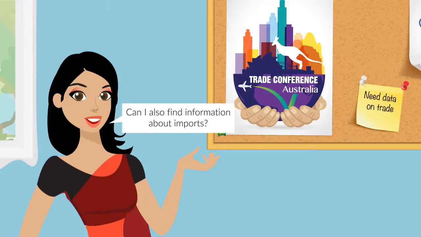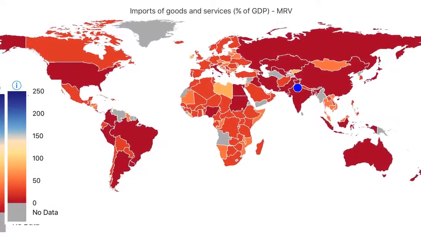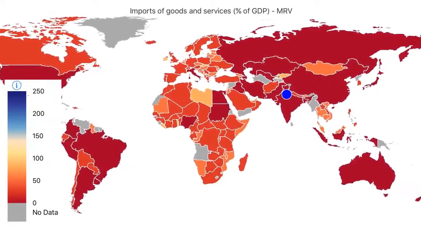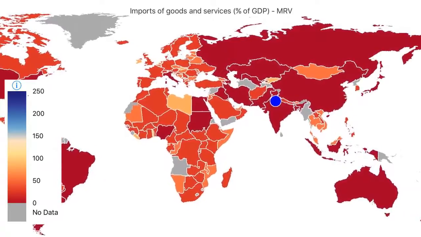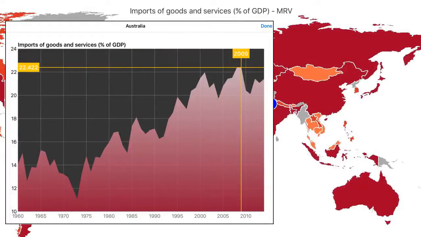Can I also find information about imports? The Imports of Goods and Services map shows you the value of goods and other market services received from the rest of the world. You can tap on any country to get detailed trade data. Here we see that Australia made maximum imports in 2009. These accounted for about 22.4% of the country's GDP.